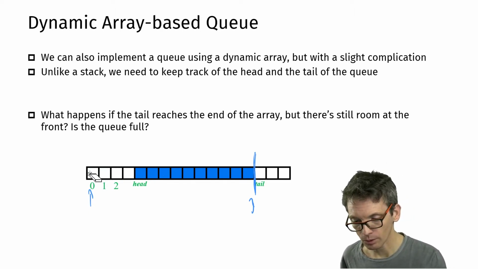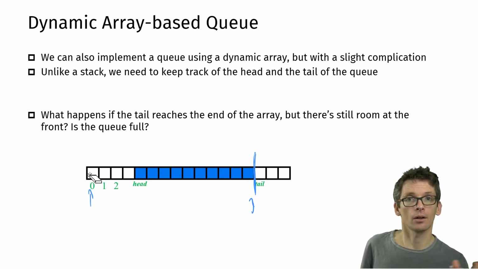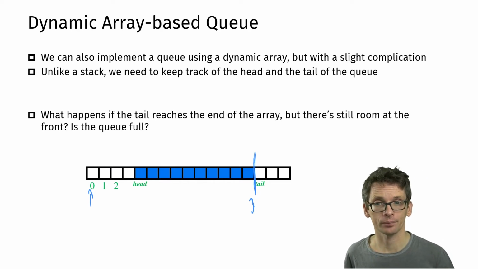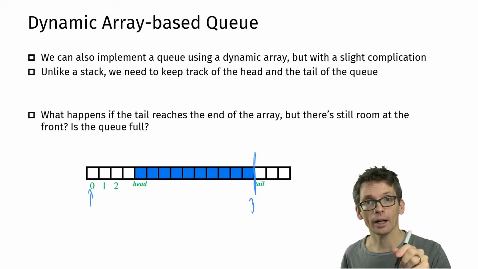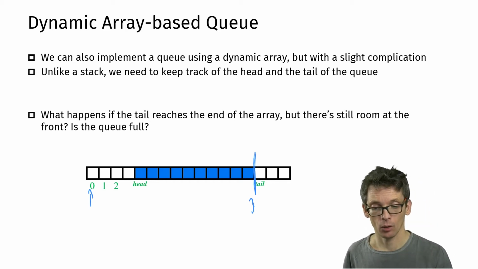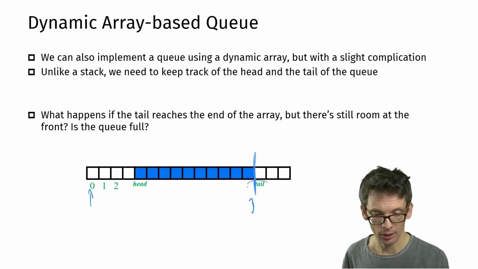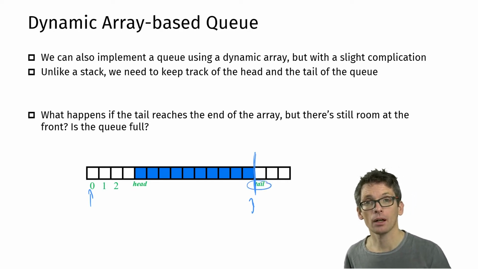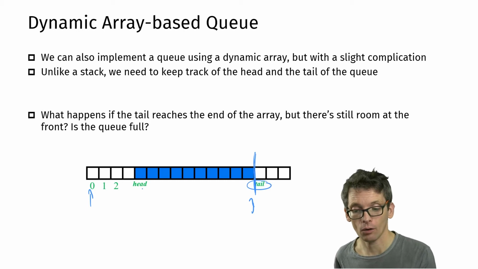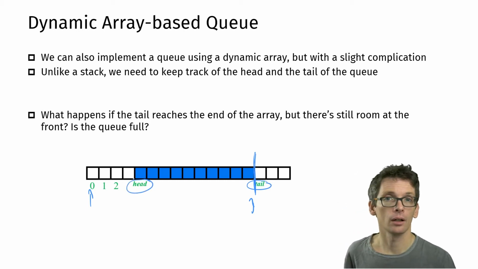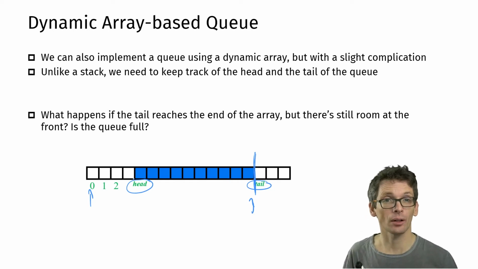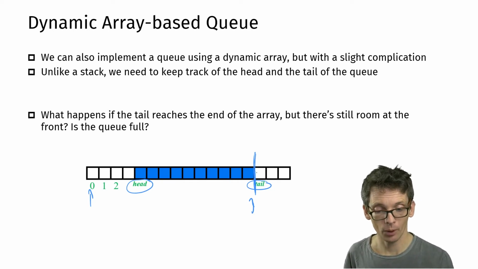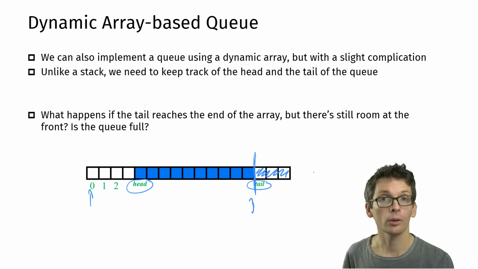So that means we're going to also delete from left to right. What does that mean? It means that we don't only need to take care of where we can insert next, which is here, this tail, but we also have to take care of where we remove next, which is this head. Let's assume we insert 4 more elements. If we insert 4 more elements, we run out of space here.